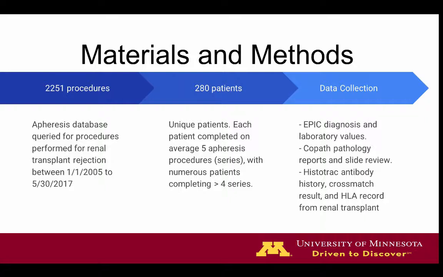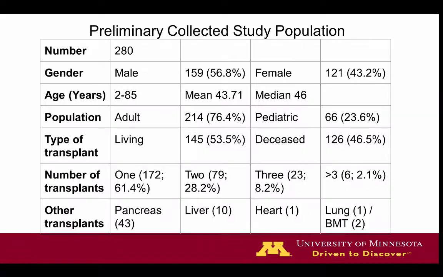So in that time period, there's a total of over 2,000 procedures. That comes out to 280 patients. On average, each patient received 5 total apheresis procedures, or 1 series, with some patients receiving several series of apheresis, greater than 4. Data collection involved looking through EPIC, COPATH, and also looking at the histotrack or HLA data as well.